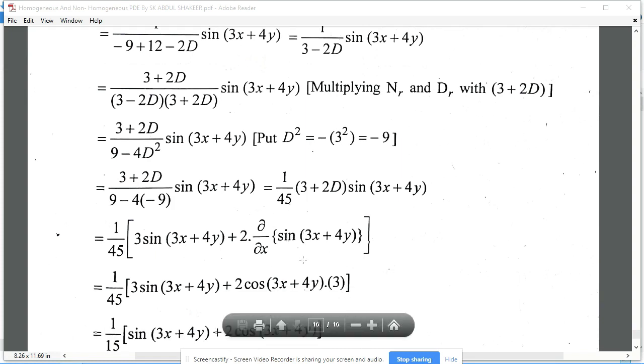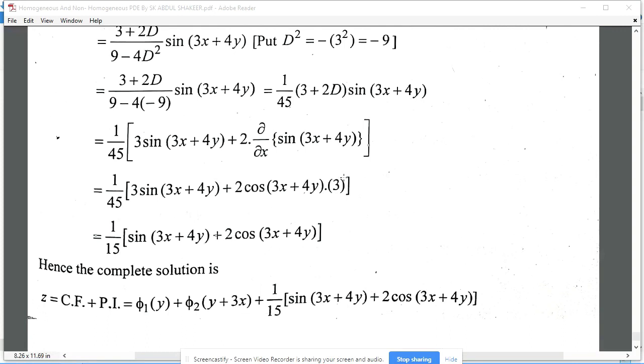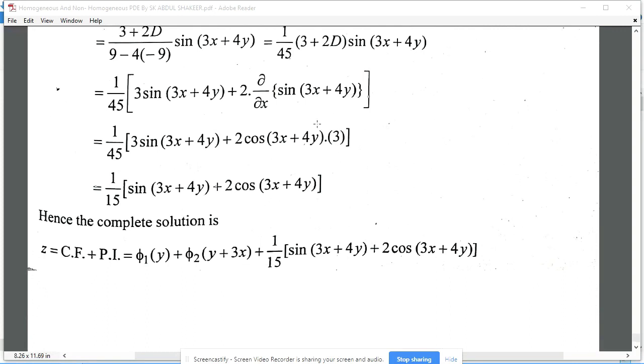So what is the partial derivative of sine of 3x plus 4y with respect to y? Cos of 3x plus 4y, and then the derivative of 3x plus 4y with respect to x is 3; 3x derivative is 3 and 4y derivative is 0. So it is the partial derivative with respect to x for the function sine of 3x plus 4y. So it is the value of the particular integral.